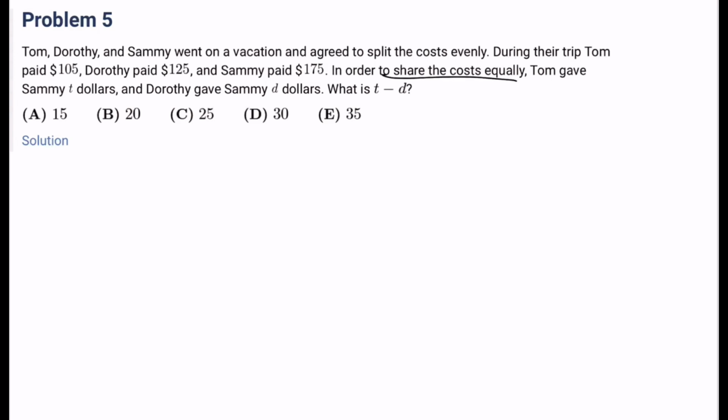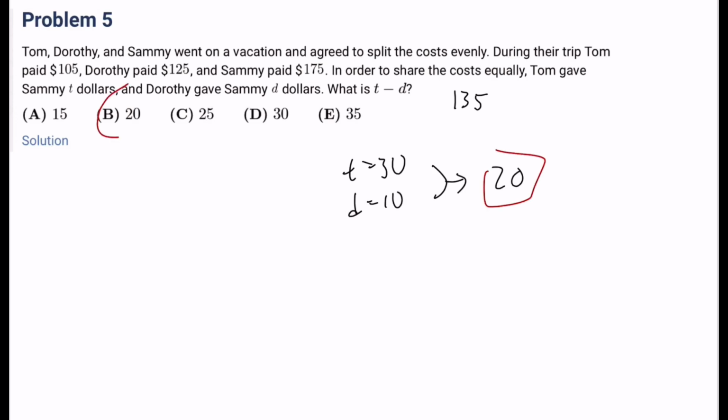Okay, so if they shared the cost equally, then each person would pay $135, right? We can get that since the hundreds and ones digits are the same, so we can just look at the tens digit and find that it has to be 3. And so Tom would have to pay $30, T equals 30, and Dorothy would have to pay $10, right? D equals 10. So T minus D is 20. That's the answer, it's B.